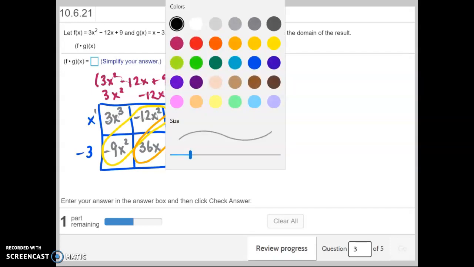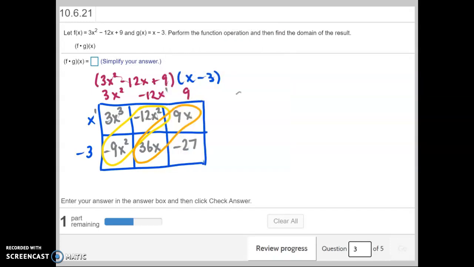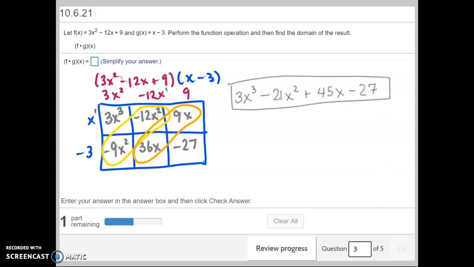So this is what I would type into Pearson. I would say 3x cubed, because that's the highest exponent I have, minus 21x squared. I don't change exponents when I'm adding like terms, plus 45x minus 27. And so that's my new polynomial. That's my new function. That's the product of those two functions.